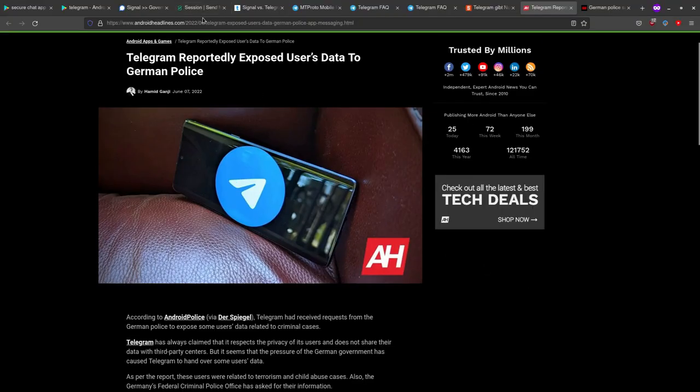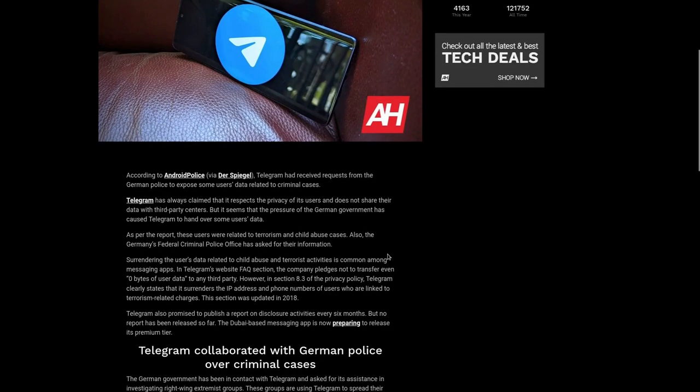Here's the same thing from Android Headlines. So here they're telling us that these different users and these different cases were related to terrorism and child abuse. Okay, so obviously these are very extreme and horrendous cases, but this should go to show you that all of that crap they were saying about the keys being spread all over the world, and multiple governments having to collaborate to compel us to give up any user data. Well, okay, clearly the German police were able to do that. Or it was just them asking, and that was enough to get them to comply.